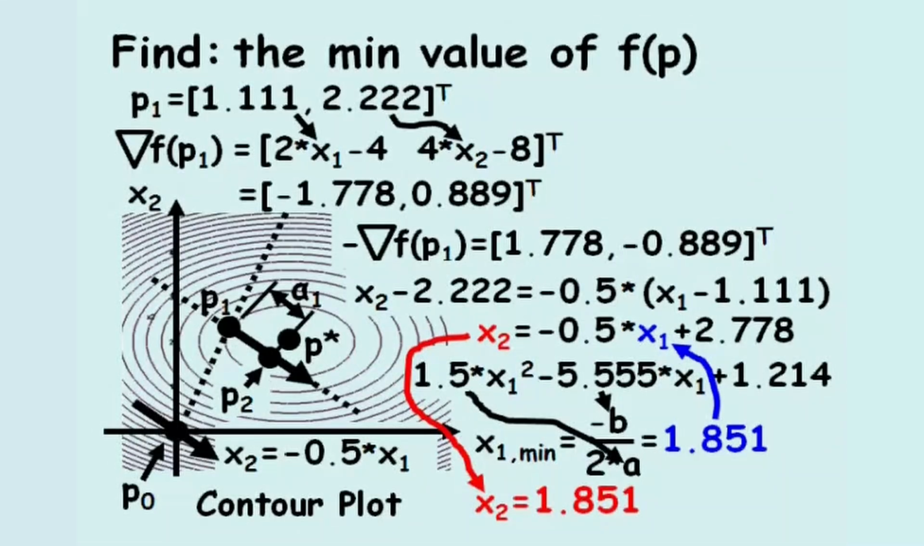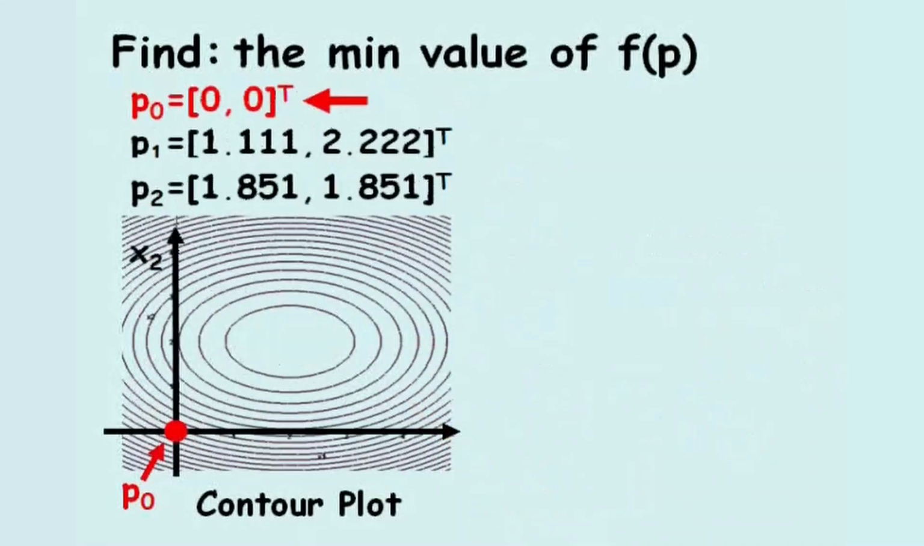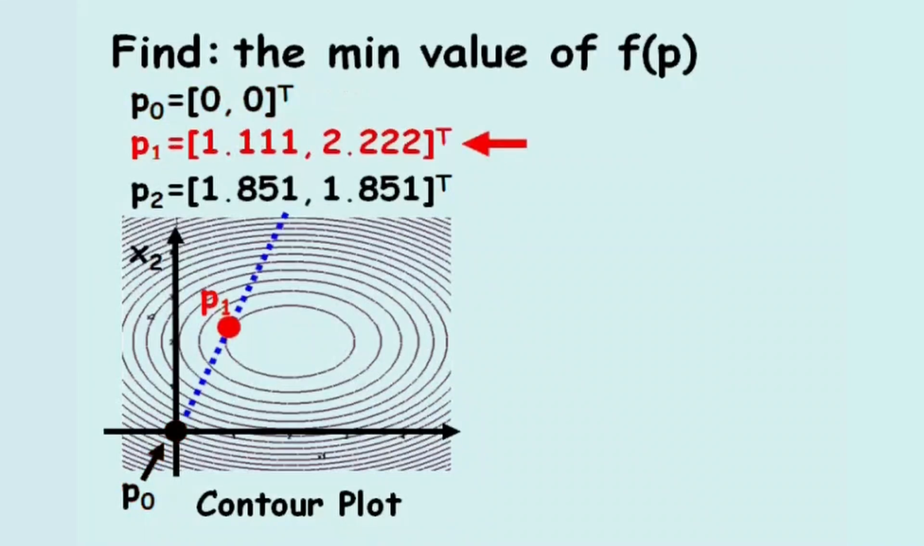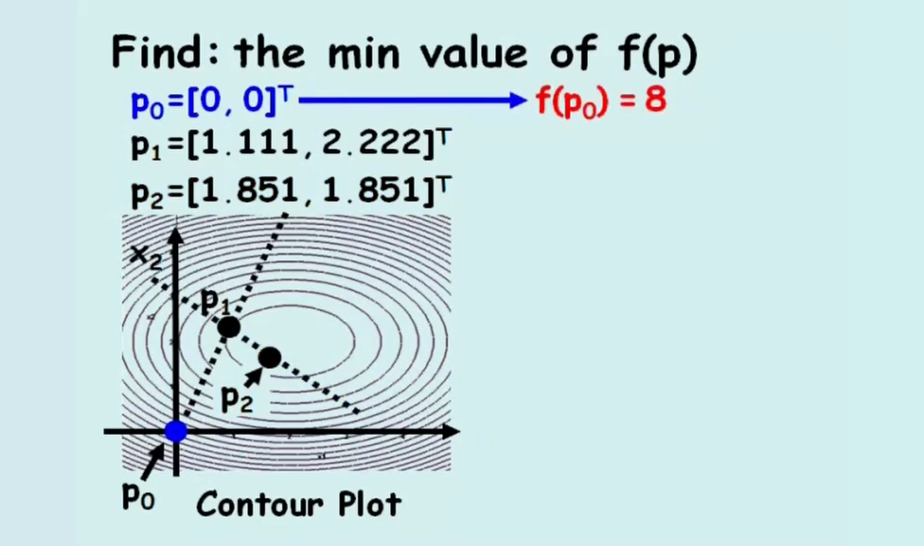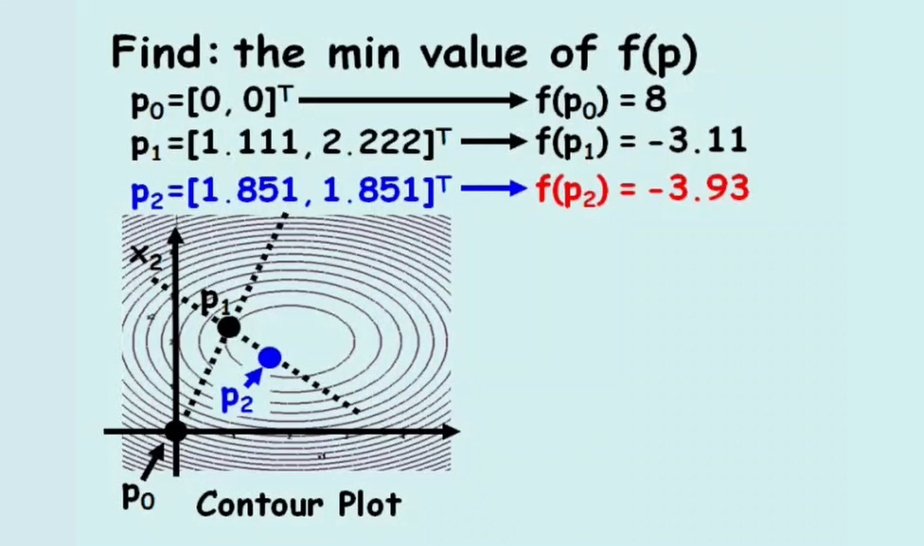If we take a step back, we began at point P0, which was at 0, 0. Then we moved to point P1, which is located at 1.111, 2.222. From there, we moved to point P2 at 1.851, 1.851. If we compute the value of the function f of p for f of p0, we get 8. For f of p1, we get negative 3.11, and for f of p2, we get negative 3.93.